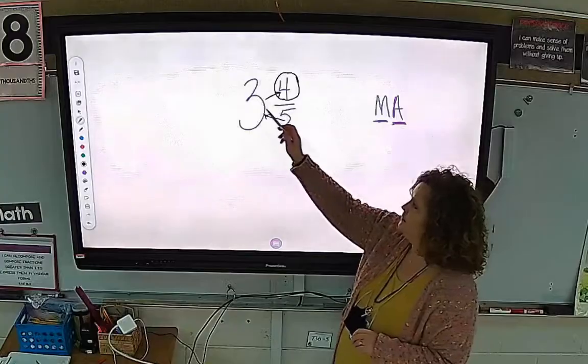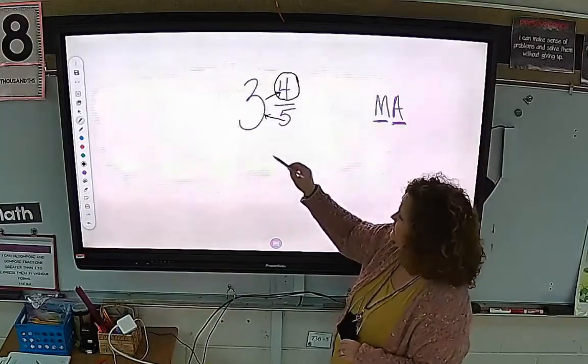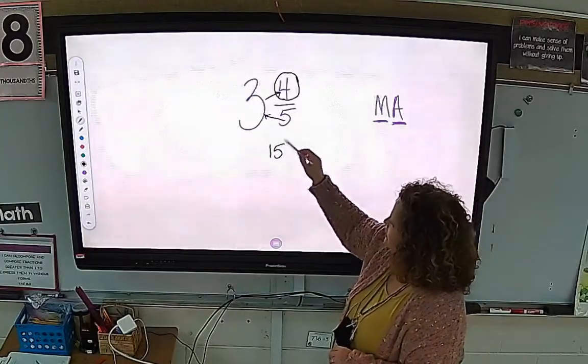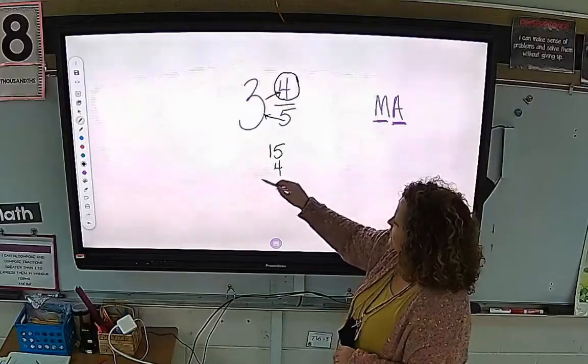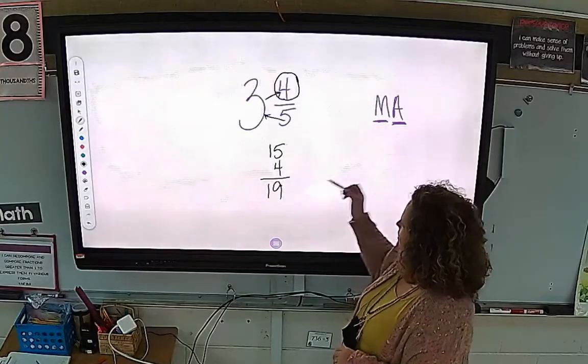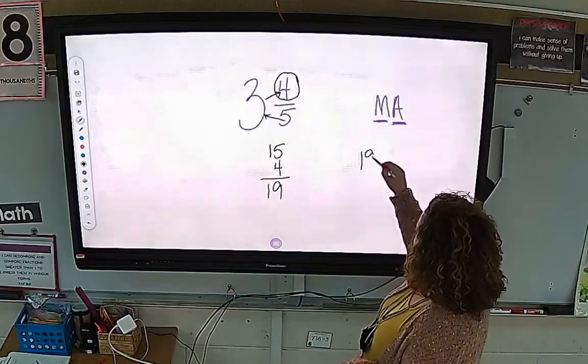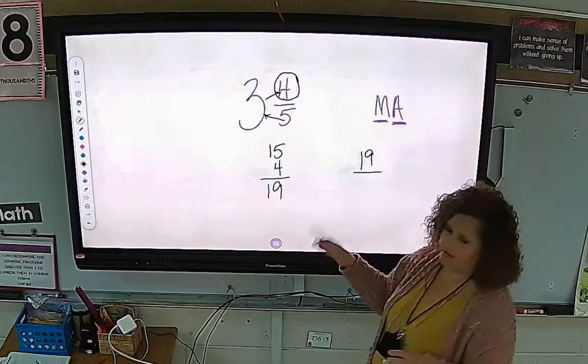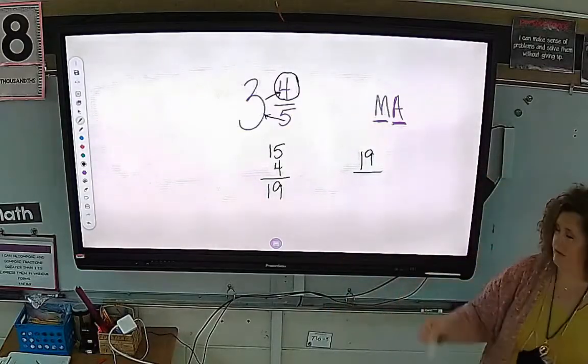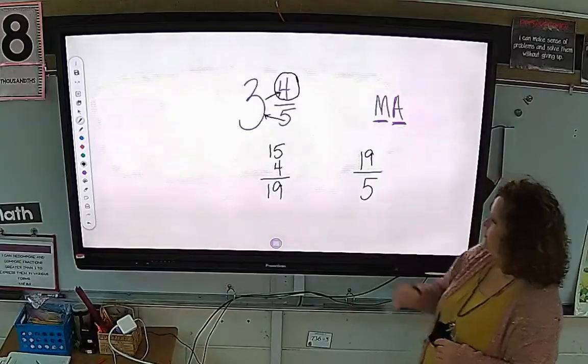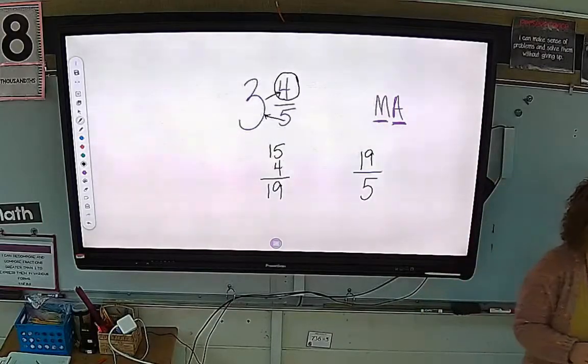So 5 times 3 is 15. We add the 4 to it, and we've got 19. So what y'all are saying, if this is all true, because I'm really describing what you guys said, 19 fifths would be the improper fraction.